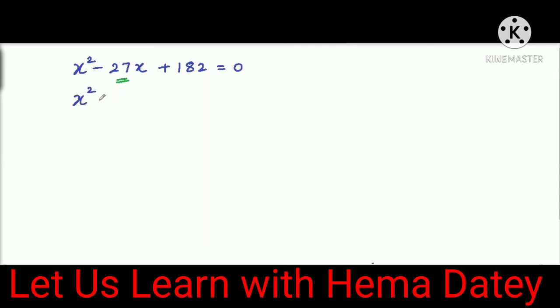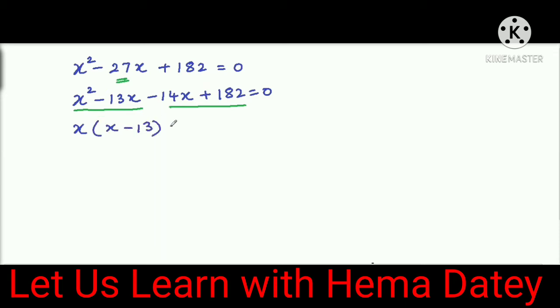We get x square minus 13x minus 14x plus 182 is equal to 0. There are total 4 terms now. From first two terms we take x common. We are left with x minus 13 inside the bracket.